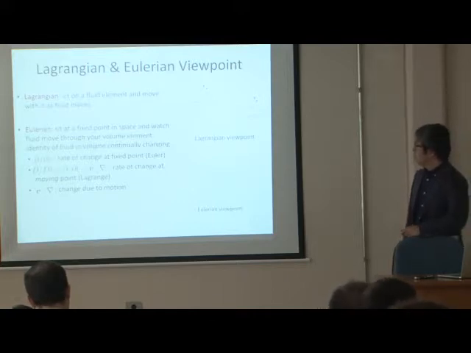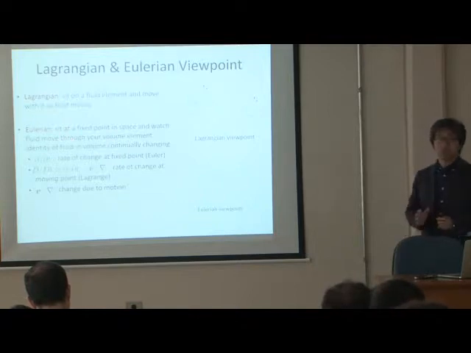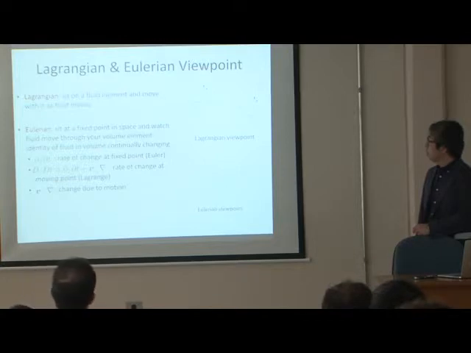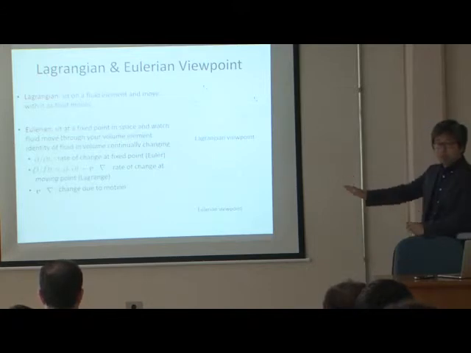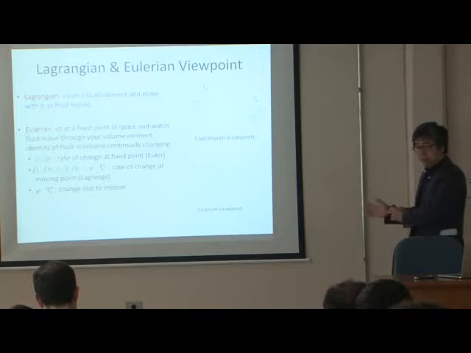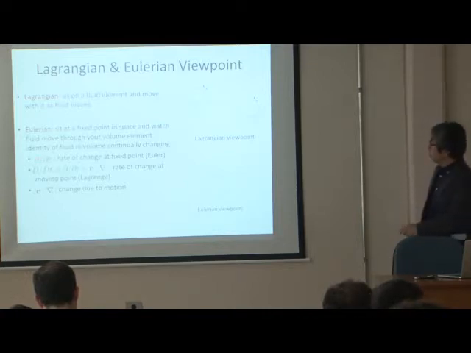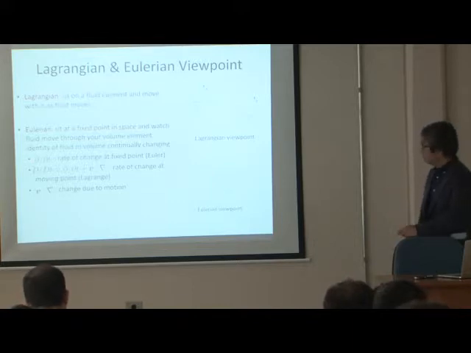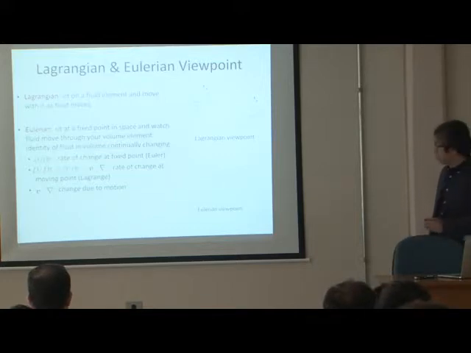So we can follow this system to see how it changes. The Eulerian viewpoint is sitting at a fixed point in space and watching the fluid move through your volume element. So we identify the fluid in the volume and how its content changes: how much fluid enters and how much moves out. The partial time derivative part gives the rate of change at a fixed point, and this is the Eulerian point of view.